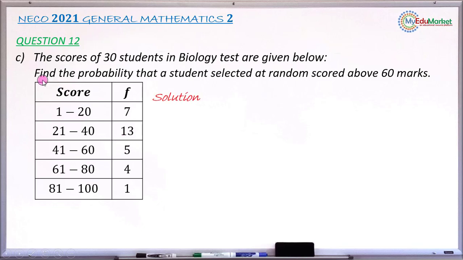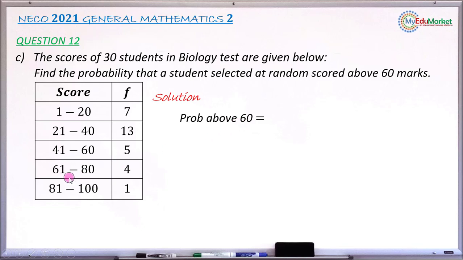The question asks us to find the probability that a student selected at random from this group will score above 60 marks. So let's attempt to answer this question. The probability of selecting a student that has a mark bigger than 60. What you need to do is to find how many students scored higher than 60.